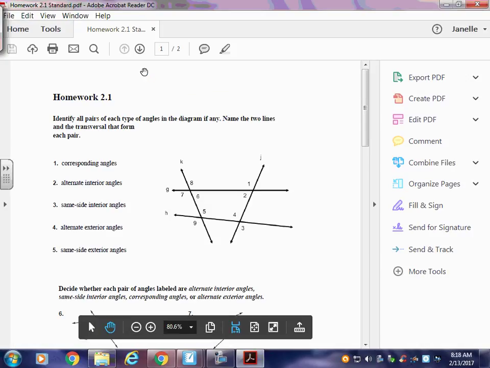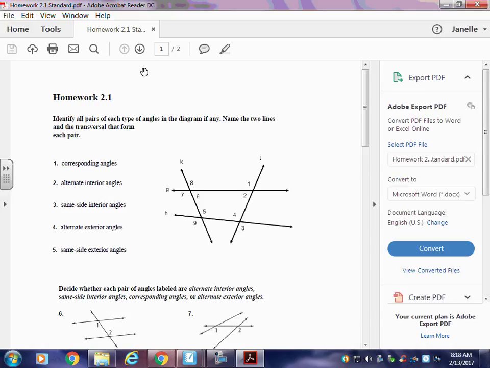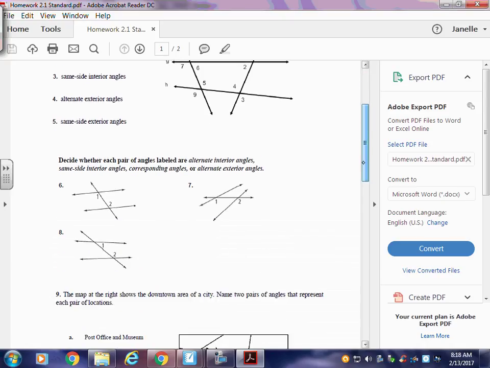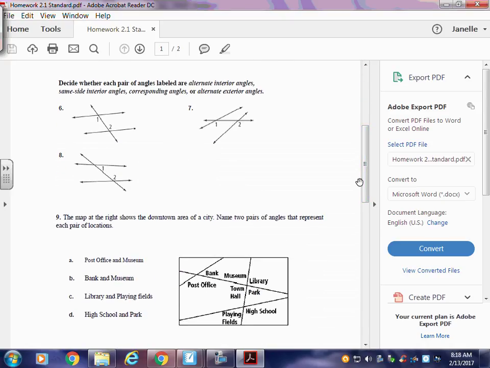You can go out into Canvas and find homework 2.1. The first whole page relates to what we were just going over in the slides. So my suggestion would be to, yes, the first whole page, all 1 through 9, all relate to just naming it because of where it's located. So hopefully you can go through and do these parts and come back and finish watching the video. Because the second page of this relates to the size of the angles, and this first page just relates to the location.